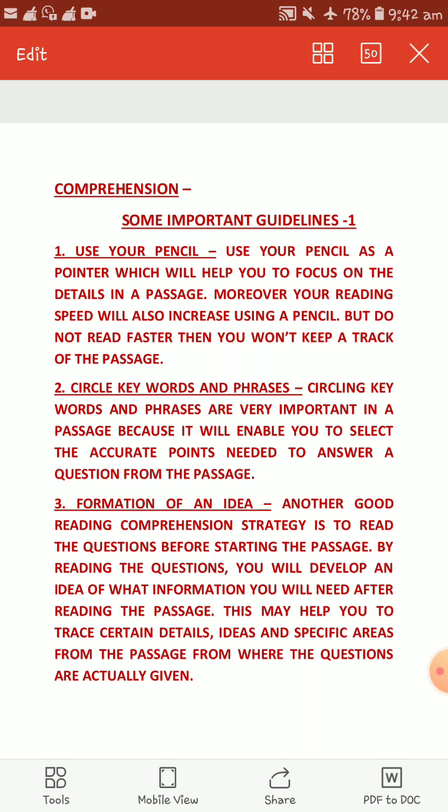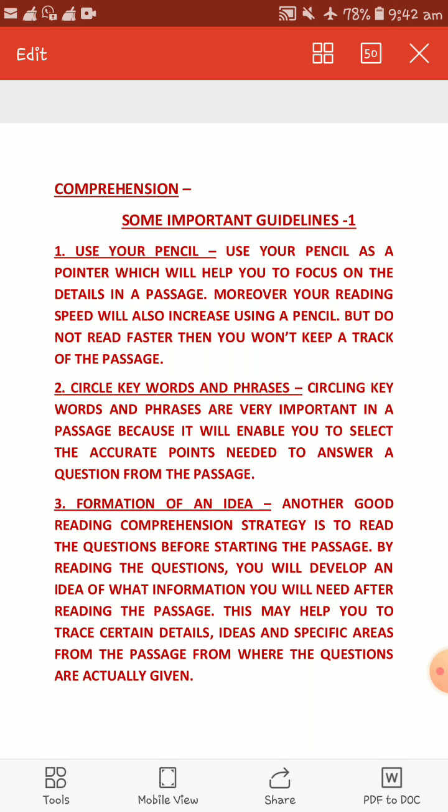By reading the questions, you will develop an idea of what information you will need after reading the passage. This may help you to trace certain details, ideas and specific areas from the passage from where the questions are actually given. But I will suggest you read the passage first. But having said that, you can also follow this technique, that is reading the questions beforehand and then proceeding with the passage, because if you read the questions beforehand, it has some positive aspect also.